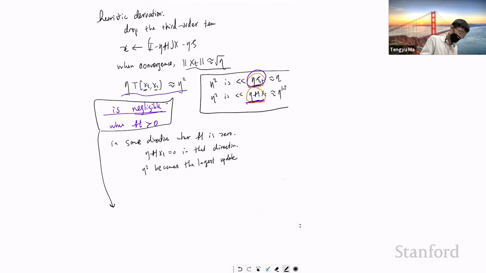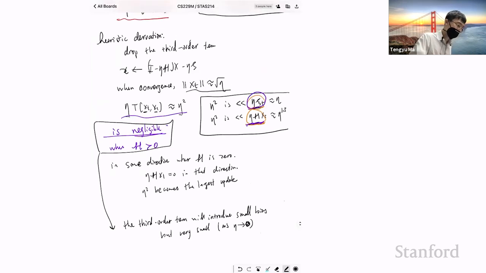So in this case the third order term will introduce some bias, but very small. Small in the sense that as eta goes to 0, this becomes negligible.